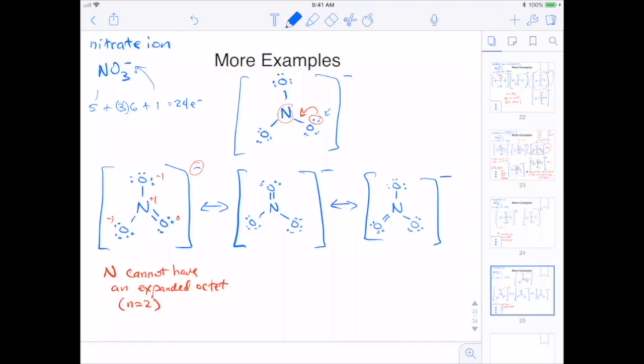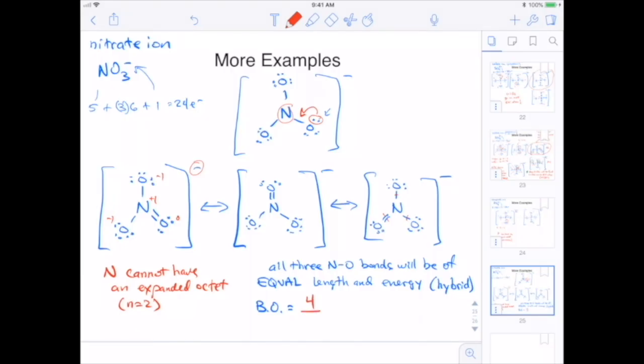And if you were to experimentally measure the bond lengths and the bond energies of these nitrogen-oxygen bonds, you would find that all three would be the same. They're what we call a hybrid between the double and the single bonds. And we can calculate that bond order. It's going to be the number of bonded pairs. That's going to be 1, 2, 3, 4 bonded pairs, divided by the number of bonds. In this case, we have 2 single bonds and 1 double bond, so that's 3 bonds. That gives us a bond order of 1.33.